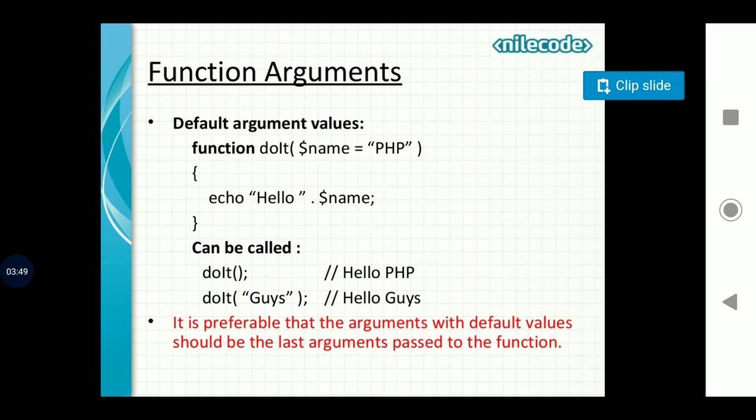So inside the function body we are having echo hello $name. The dot operator is used to join the strings that we have already seen. So hello dot $name will give you hello PHP. In the second case, do it guys, so this value will override the PHP. So now $name will be equal to guys but not PHP. So the default value will be overridden with the value that is being passed to the function. So here in the output we can see hello guys.